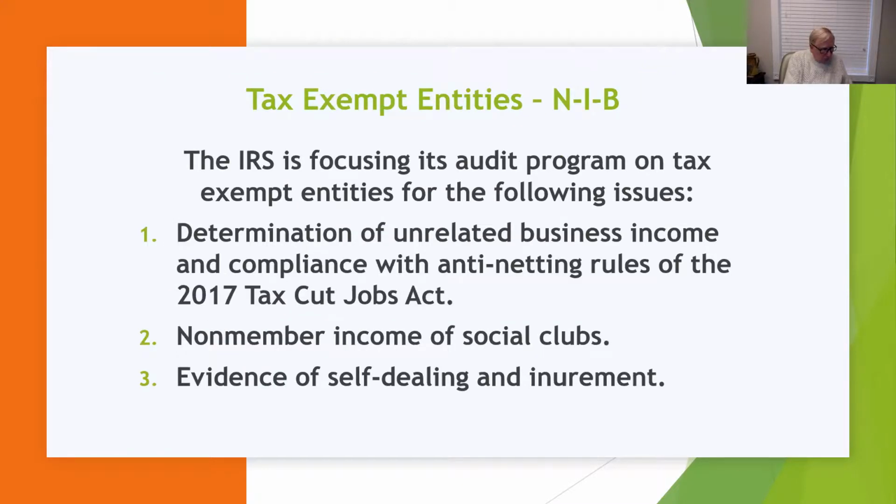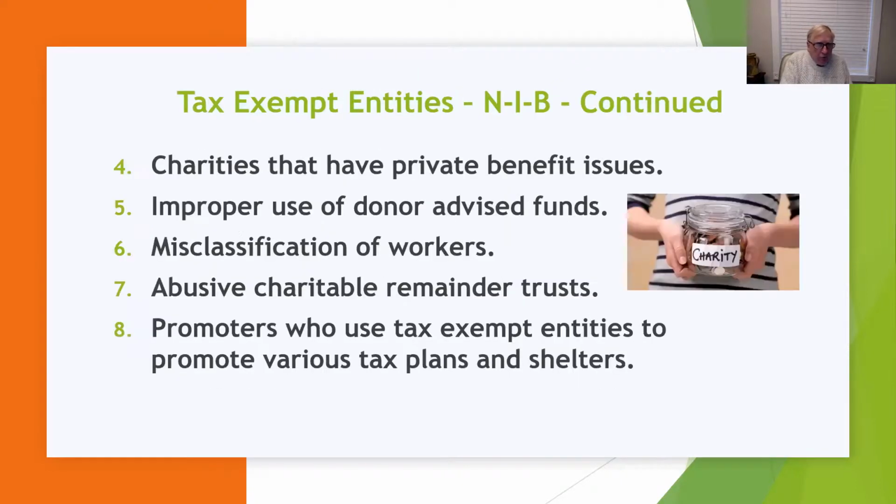Tax exempt entities, and this is something that is coming about. The IRS is actually doing tax exempt entity audits. They're looking very closely at determination of unrelated business income and compliance with anti-netting rules. What this is, for example, you have a country club that has a loss in a restaurant. They cannot net this under the Tax Cuts and Jobs Act against their investment income. Non-member income of social clubs, evidence of any form of self-dealing and inurement, charities that have private benefit issues, proper use of donor advised funds, which are much larger.